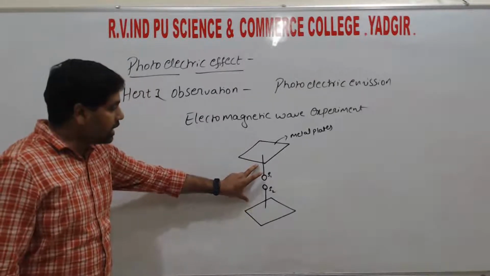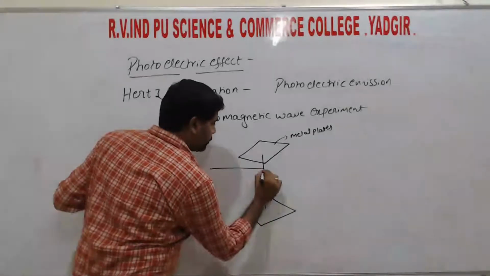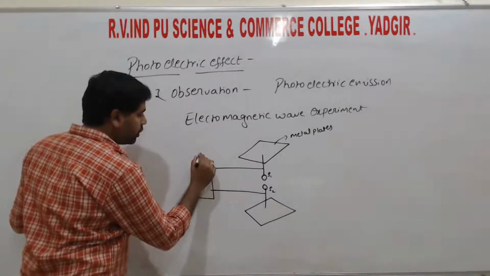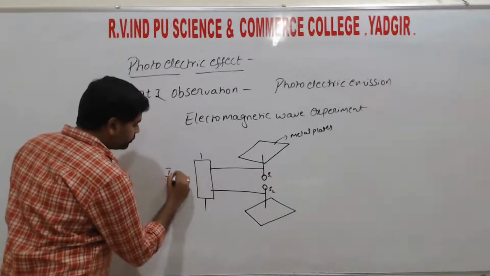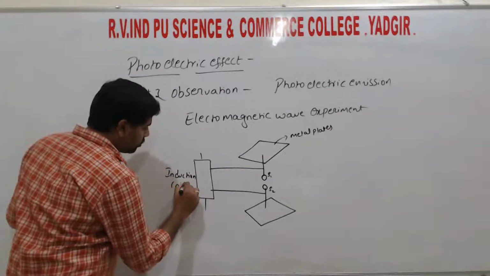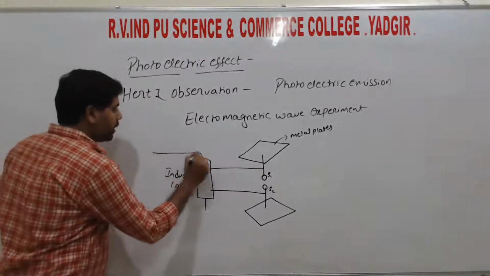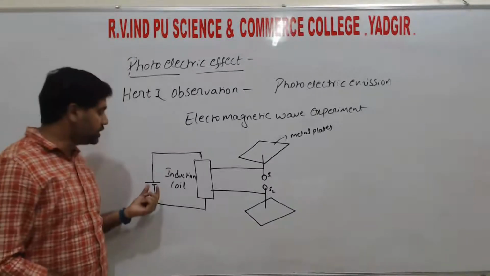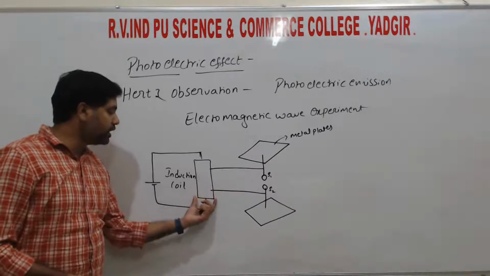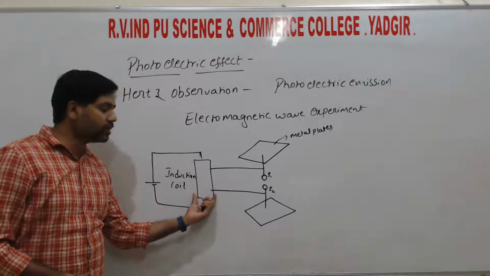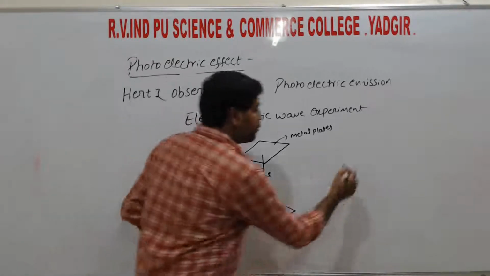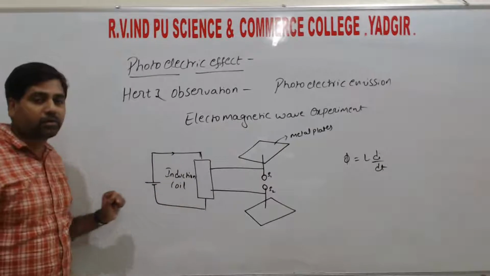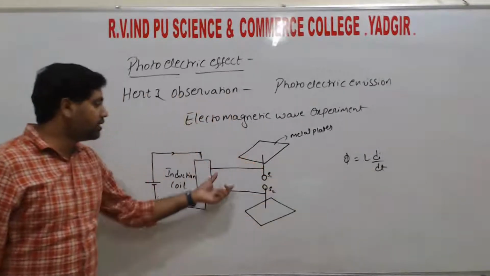Next, he connected these two plates to an induction coil, right? This is the induction coil, connected to an external source, that is a battery. When we apply the potential difference to the induction coil, magnetic flux and electric flux are produced at a rate of phi equals L into di by dt, for a small change of current in a small time. For a very small time we get the maximum flux.